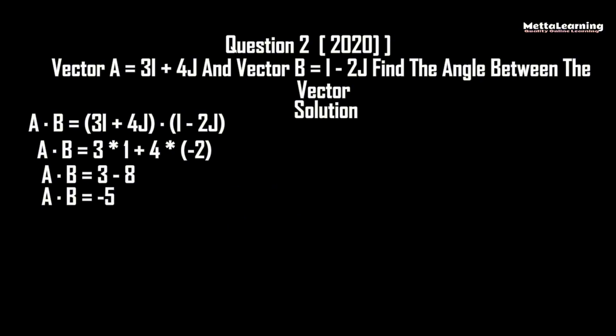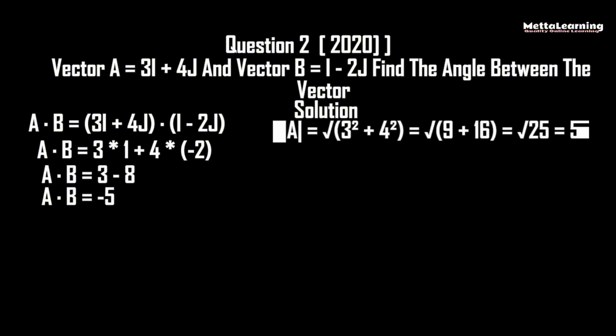So the next thing for us to do is to find the magnitude of A and the magnitude of B. Now let's find the magnitude of A. To get the magnitude of A, all we have to do is to use the formula, which is equal to the square root of i squared plus j squared.